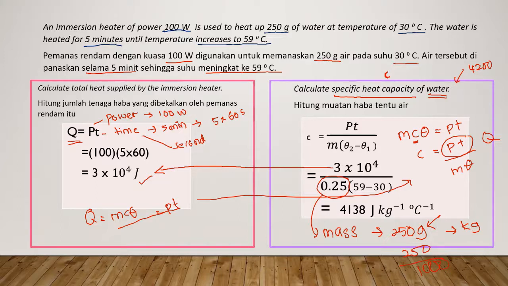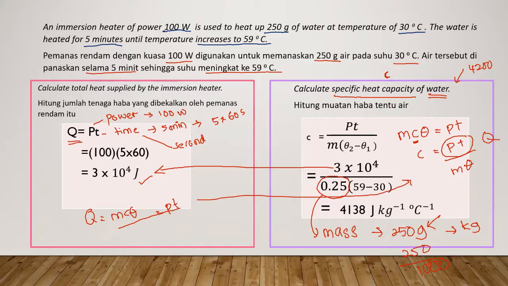PT ini kita sudah dapat daripada soalan sebelum dia. Sebab soalan yang pertama dia arahkan kita untuk mencari nilai haba yang total heat supply, haba yang dibekalkan tadi. So kamu dah dapat 3 darab 10 kuasa 4 tadi. So kamu hanya gunakan informasi yang dah dapat tadi lah, masukkan ke dalam rumus sahaja.